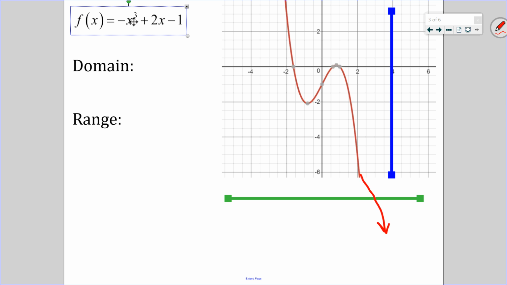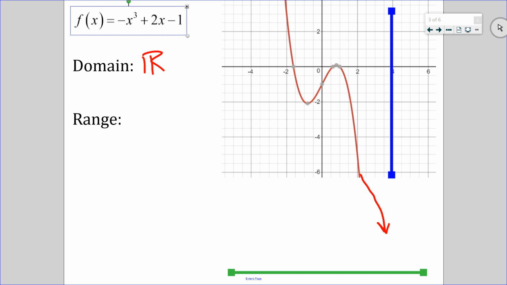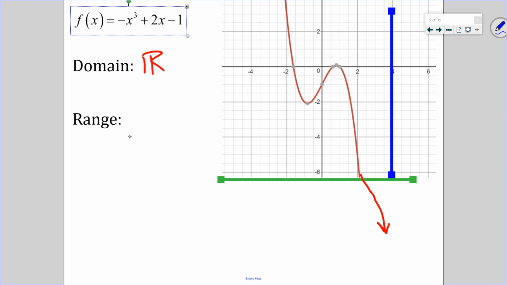Again, we can confirm that there's no x value that's really going to mess this up or produce an error or does not exist or something like that in a cubic. So in this case, the domain is all real numbers. If I scan from bottom to top, it would just go beep, beep, beep. This graph goes infinitely up and infinitely down forever, so that all the y values will be covered. So the range for this one is all real numbers as well.